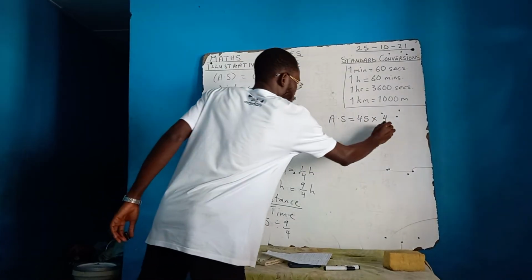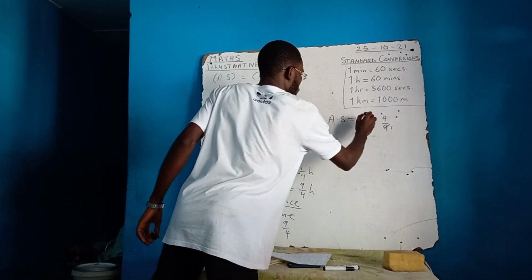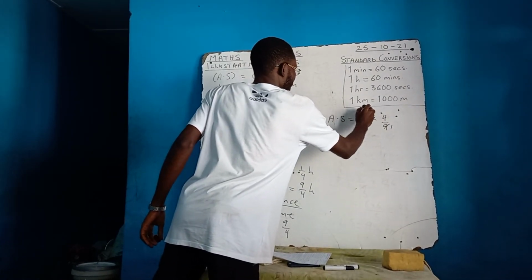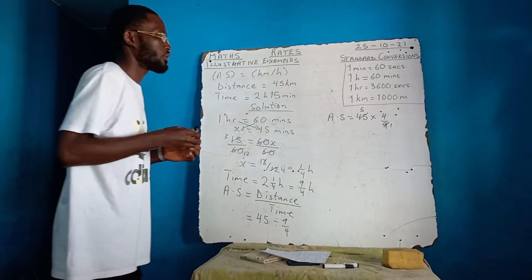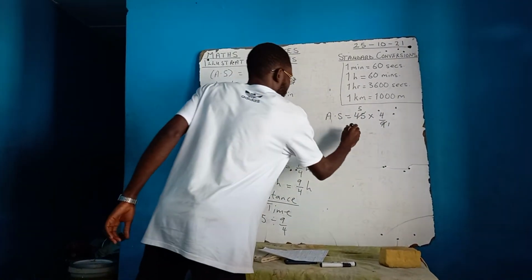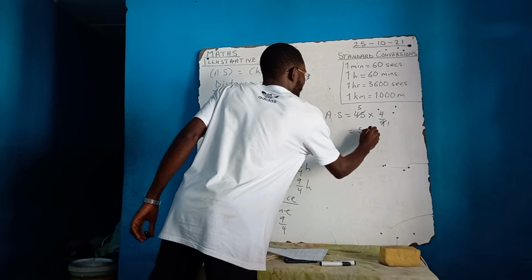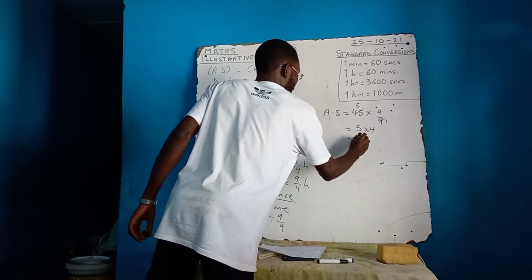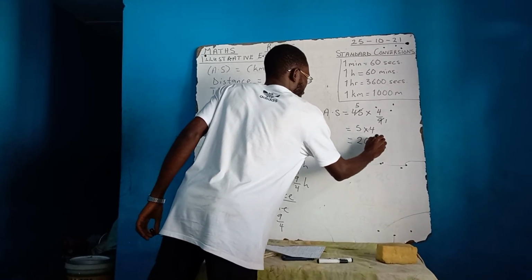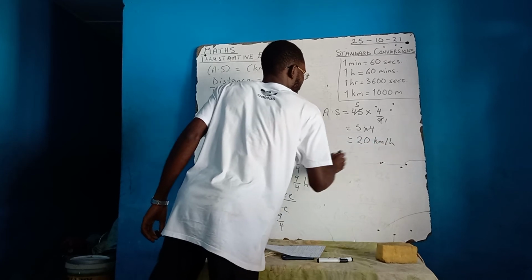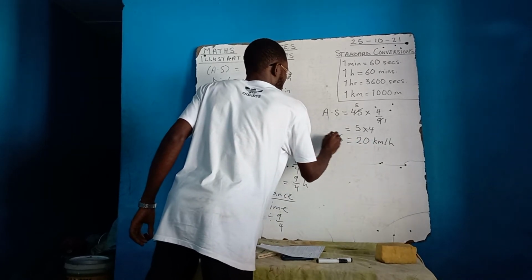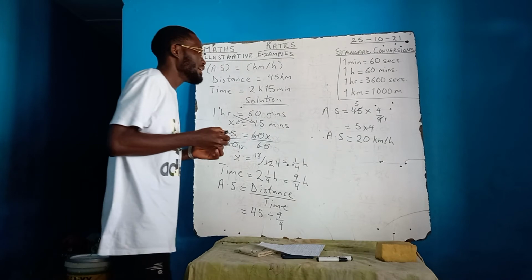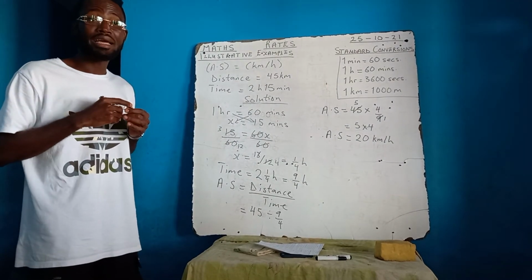So 9 goes into itself once, it goes into 45, 5. Right? And then we have 5 times 4. So you realize that we are going to have 20 kilometers per hour. So therefore, our average speed is 20 kilometers per hour.